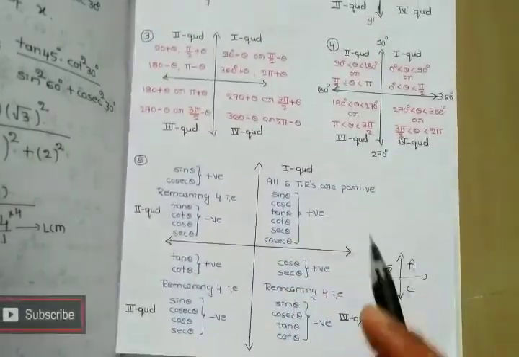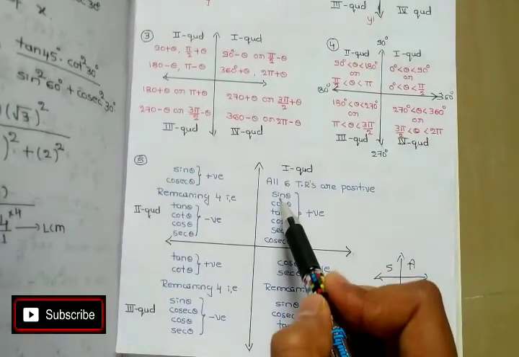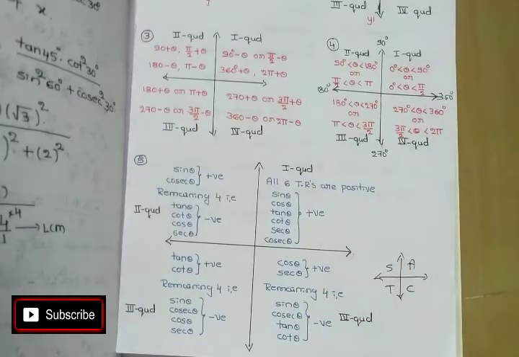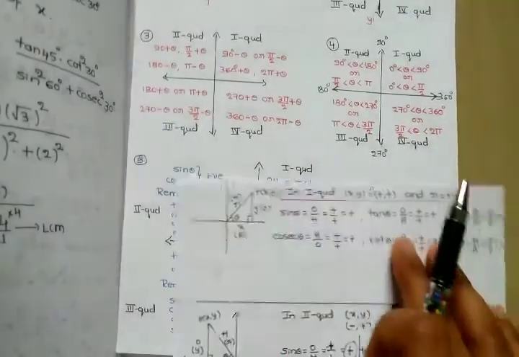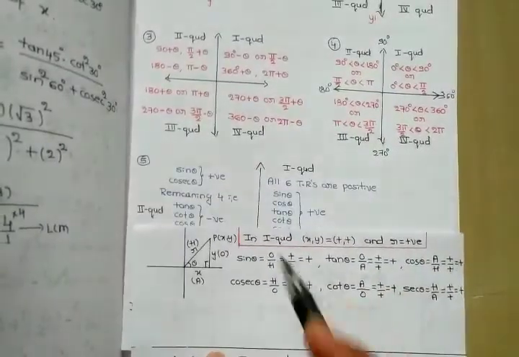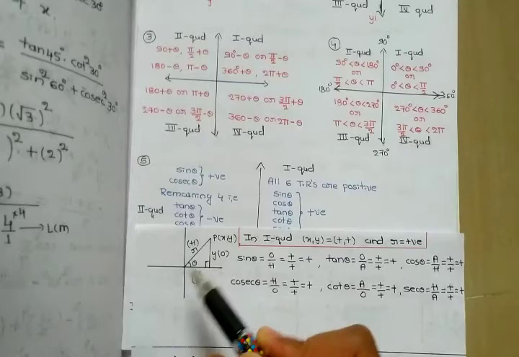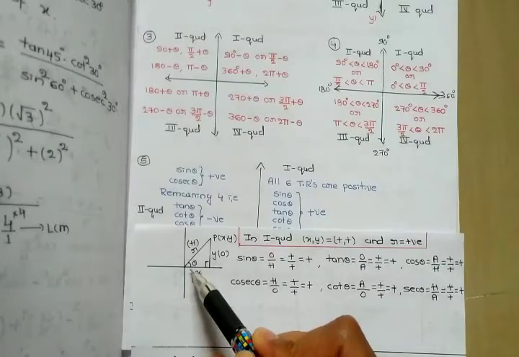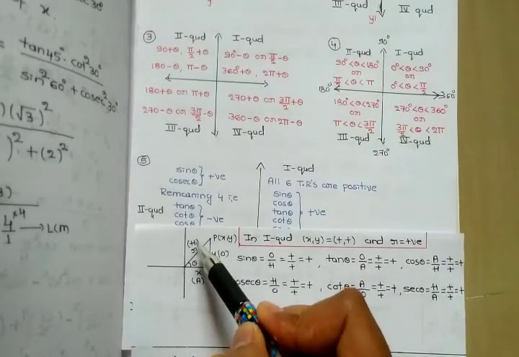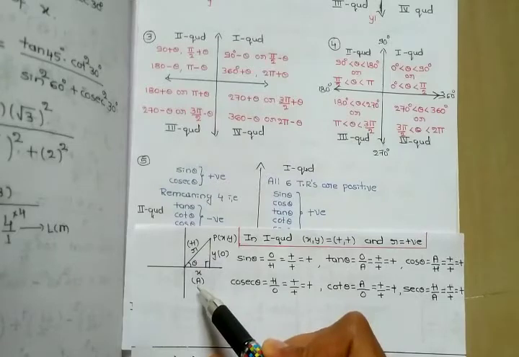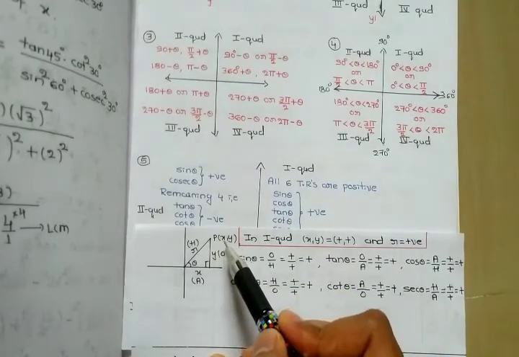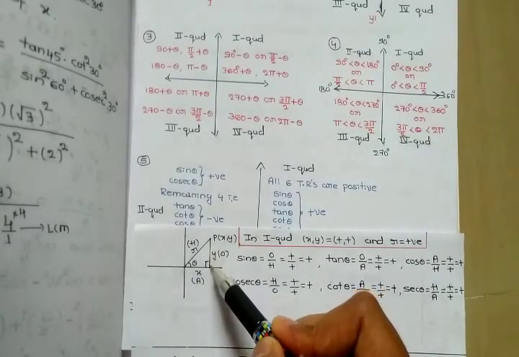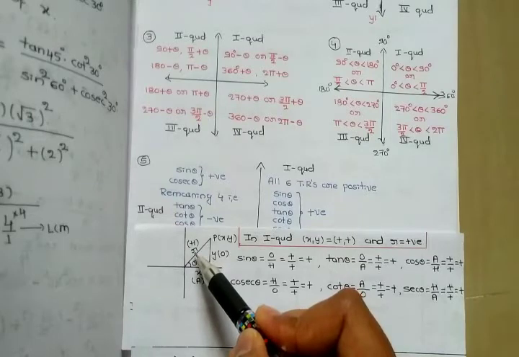Now, first I will tell why in the first quadrant all these 6 trigonometric ratios are positive. See, if I trace a right angle triangle in the first quadrant, in that right angle triangle, if this is the angle theta and this is the 90 degrees, this is the opposite side, this is the hypotenuse side, and this is the adjacent side. If I take this point as P(x, y), then this distance becomes x, this distance becomes y, and this is the radius, that is r.